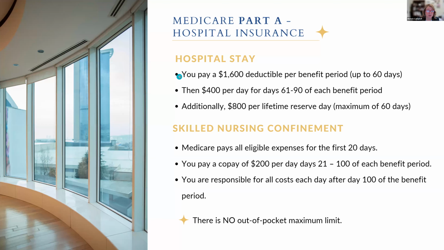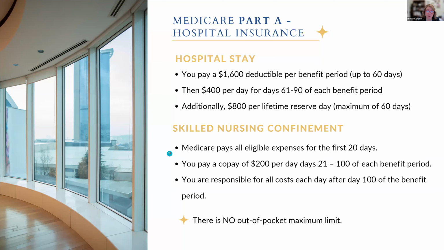After the deductible, you're going to pay $400 a day for days 61 through 90. And then they give you an additional 60 days, called your lifetime reserve days, and you pay $800 a day during those 60 days. This adds up to over $40,000. This is why you want to add insurance on top of Medicare and mitigate all those costs.